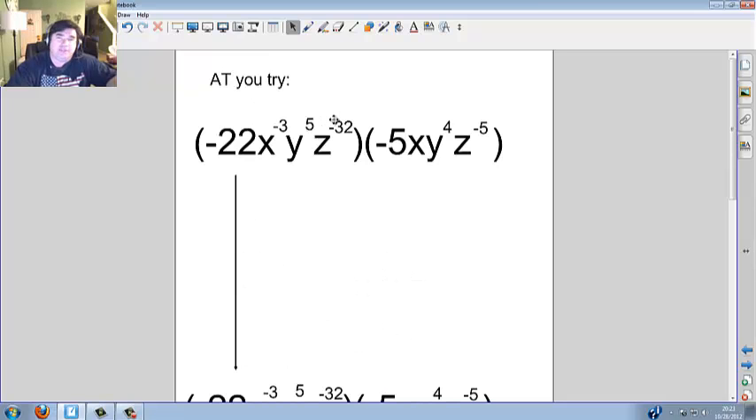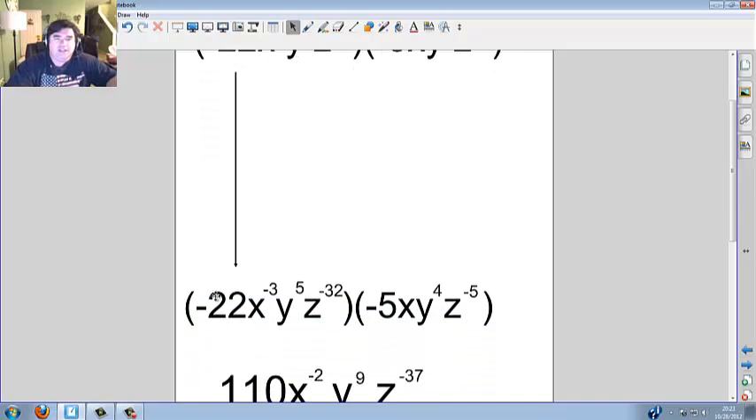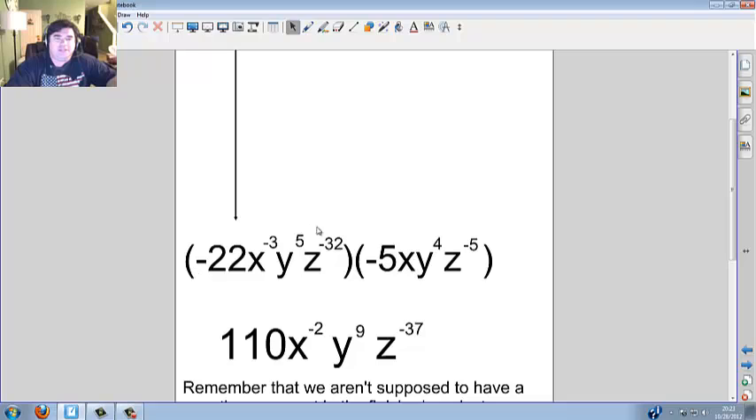You try, because you can. Alright, let's see how you did. Negative 22 times negative 5, well, negative and negative make a positive. 22 times 5 is 110. Negative 3 and positive 1 makes negative 2. 5 y's and 4 more y's make y to the 9th, and negative 32 and negative 5 make negative 37.